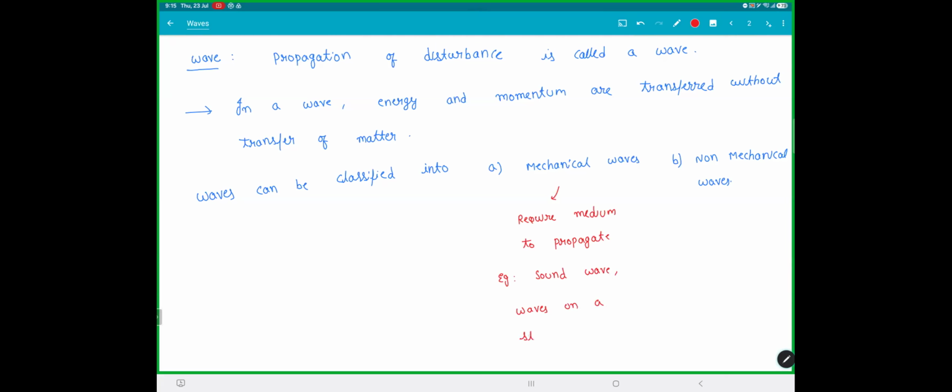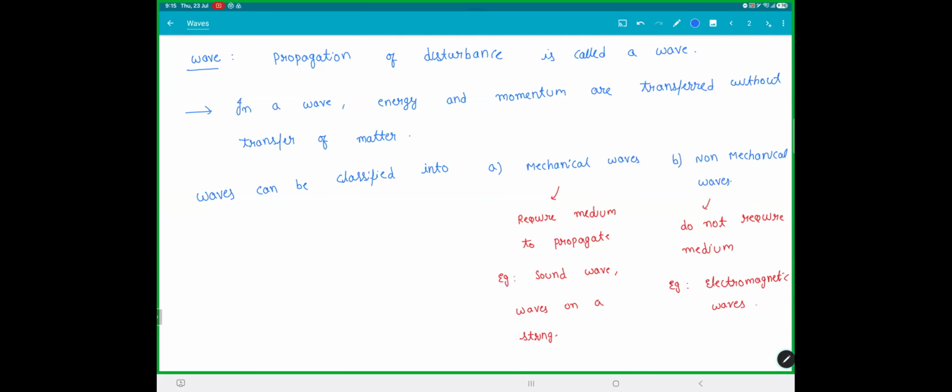If you take electromagnetic waves, they don't require a medium to propagate. Light comes from the Sun to Earth, travels 15 crore kilometers, and there is nothing there. It does not require a medium. Example, electromagnetic waves. We have a separate chapter for it. So that is one way to classify, based on whether you require a medium or you don't.